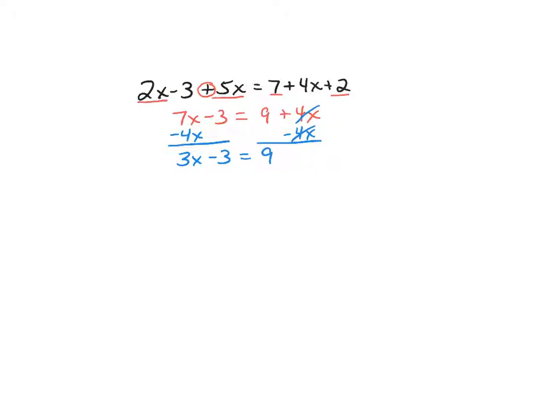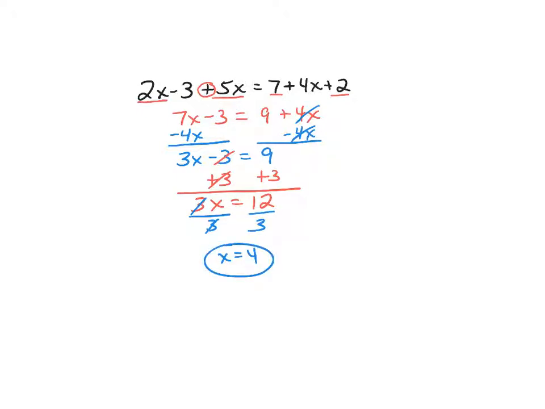Now I'm just going to go through like I have been doing, and I'm going to get that x all by itself. I would add 3 to both sides. On the left-hand side, I'm just left with 3x, because the subtract 3, add 3 cancel each other out. On the right-hand side, I'm left with 12, and now I would just divide both sides by 3. When I do that, I get a final answer of x is equal to 4.